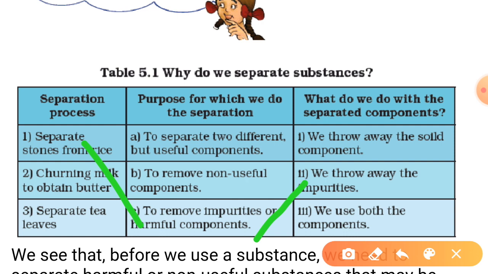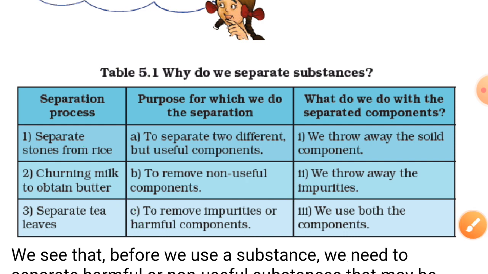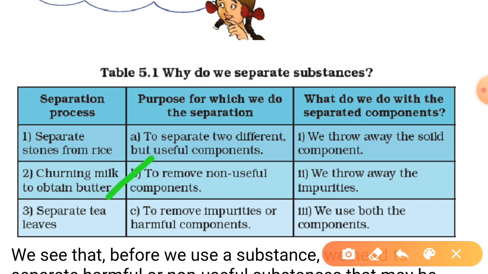Second one is churning milk to obtain butter. So the purpose of this technique is to separate two different but useful components, because we need both milk and butter. Now what will we do with them? We will use both the components.